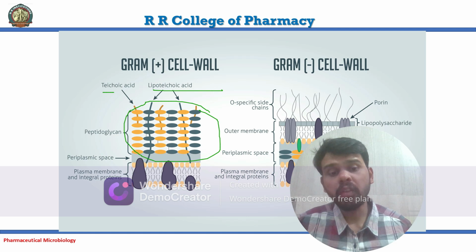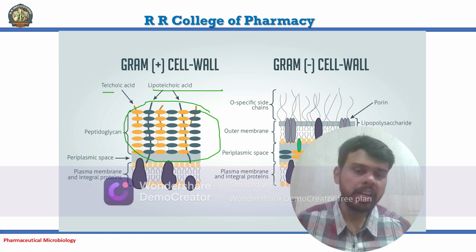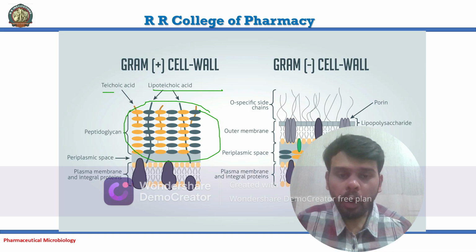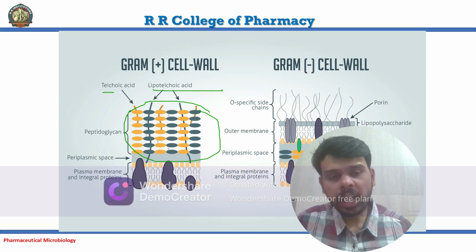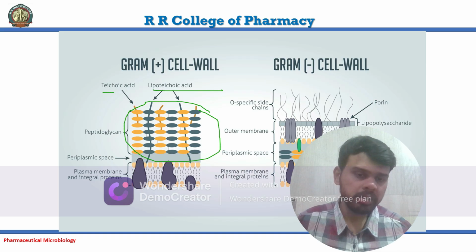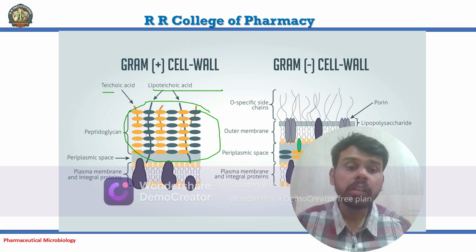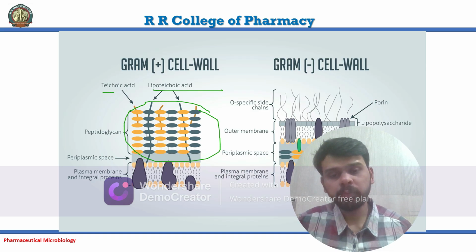Here, when you add the primary stain and the gram iodine, it will form a crystal violet and iodine complex, such that due to its rigid and very thick peptidoglycan layer, it doesn't allow the ethyl alcohol to pass.